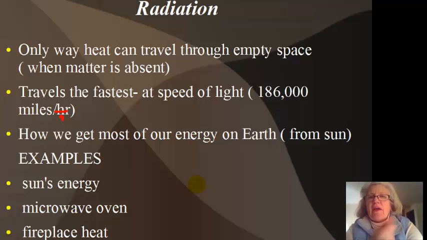Fireplace heat, we feel that instantaneously, just like we see light instantaneously. That's because it is a part of the electromagnetic spectrum. And infrared is just one part of the electromagnetic spectrum. The infrared radiation is what we consider heat, but all electromagnetic radiation is lumped together as far as their speed goes, and that's what we mean when we say energy. It's not just heat, but it's energy in general.